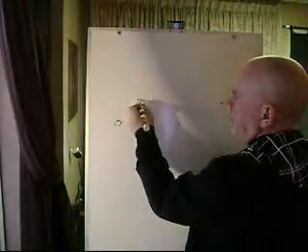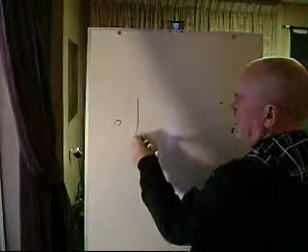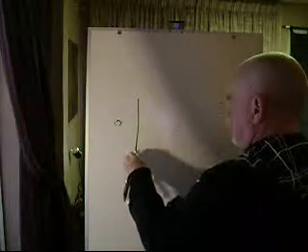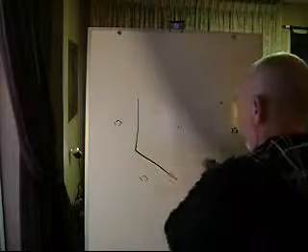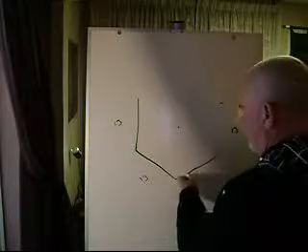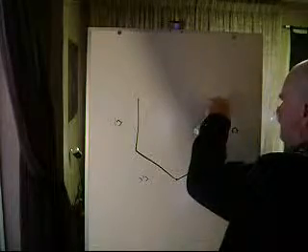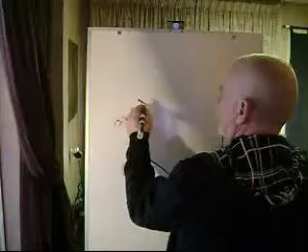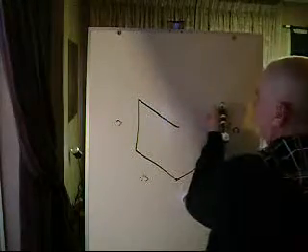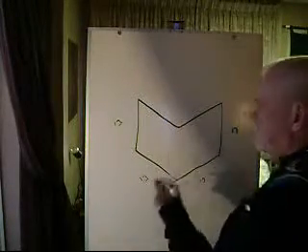Now we're going to draw. Instead of making the circle, we're going to draw a straight line and bring it down to a center point. Now, you see what we've just created here?